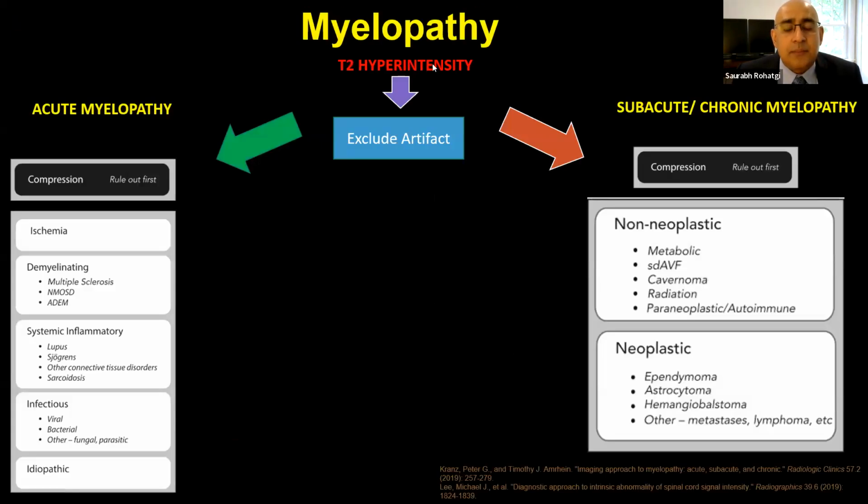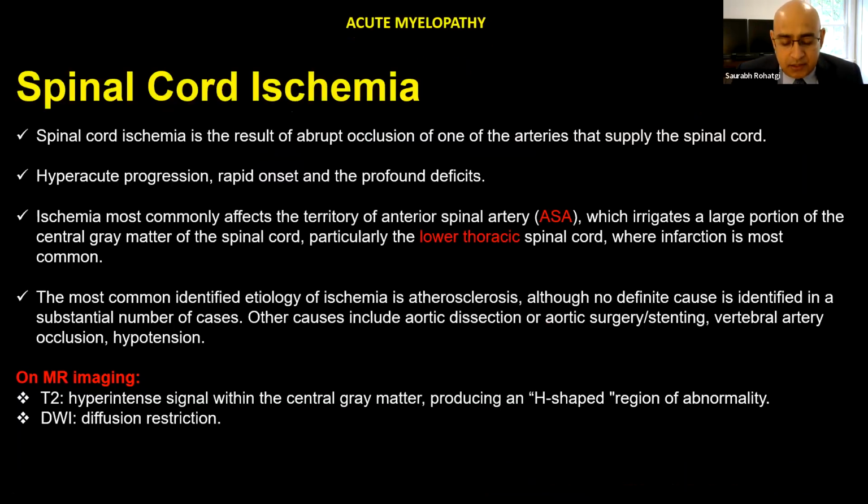So once on myelopathy, and I'll come back to the slide again and again, you've excluded artifact as a cause of T2 hyperintensity, you have ruled out cord compression, and now if the patient has presented acutely, we can go down this list of differential diagnoses. So the first, in an acute setting, you worry about spinal cord ischemia. Spinal cord ischemia is abrupt occlusion of one of the arteries that supply the spinal cord. It has a hyperacute progression, rapid onset, and profound deficits.